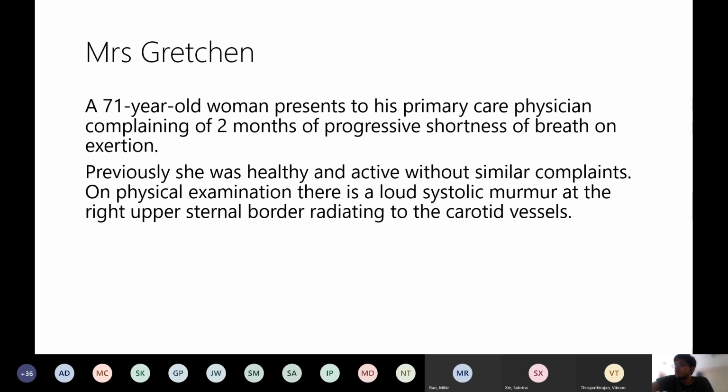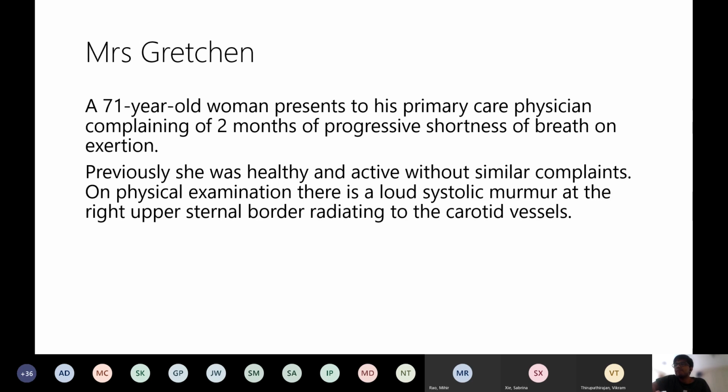And why do you think this is likely to be aortic stenosis? What things in the history put alarm bells on aortic stenosis? A murmur radiating to the carotids, a systolic murmur to be specific, is very highly likely to be aortic stenosis. What about the symptoms? Age, yes. Aortic stenosis is very common as you get older due to degenerative calcification.